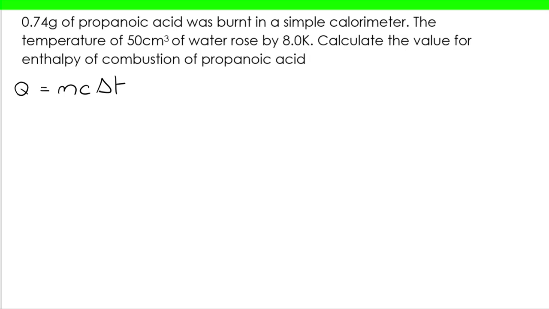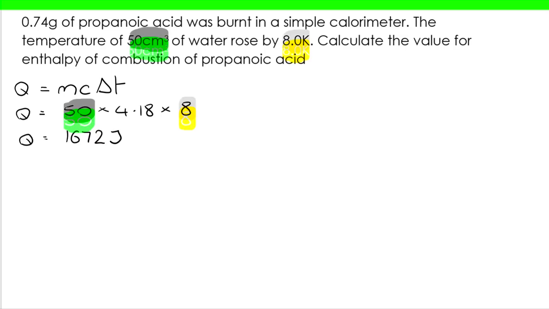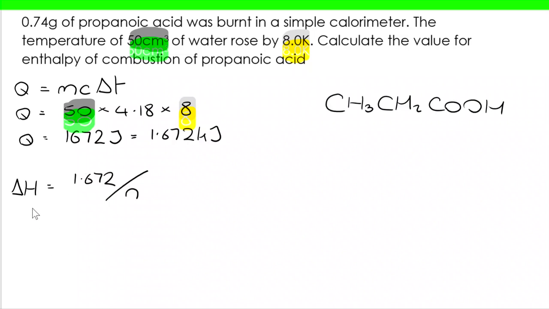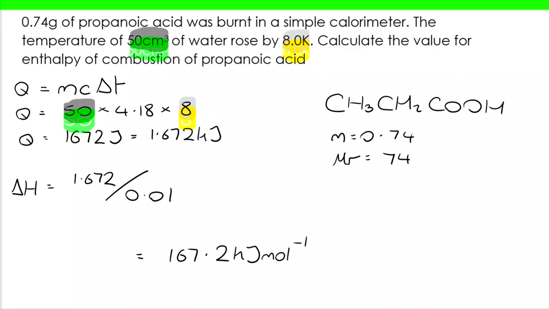And we can look at Q is mc delta T. We can put the figures in, and from there we can work out the Q, which is 1672 joules. I can convert that to my 1.672 kilojoules. From there, I can look at my delta H. I've got 1.672. I need to divide that by n. Well, I've got a mass. I've got 0.74 grams of propanoic acid. I can find its Mr is 74. So I get a molar value of 0.01. I do that calculation. I get to 167.2 kilojoules per mole.